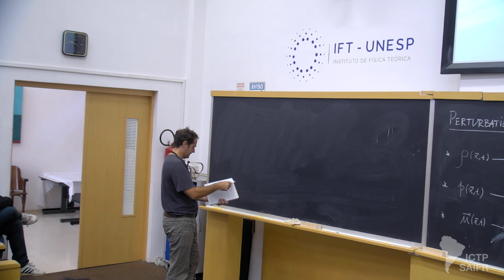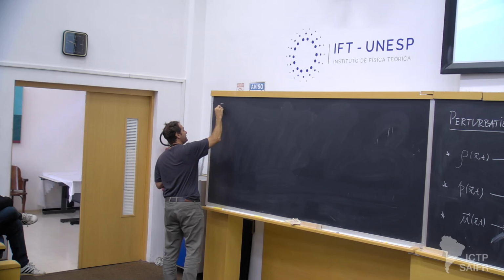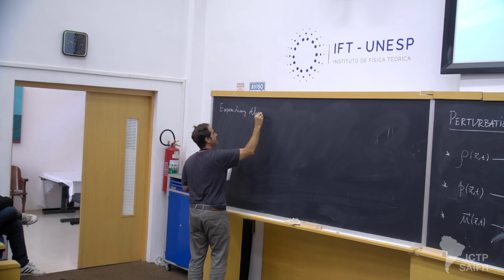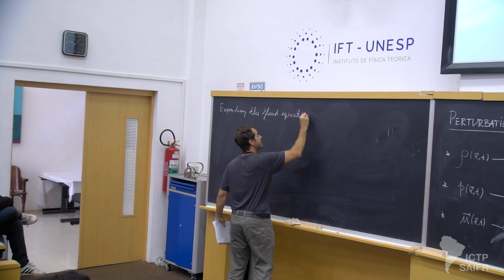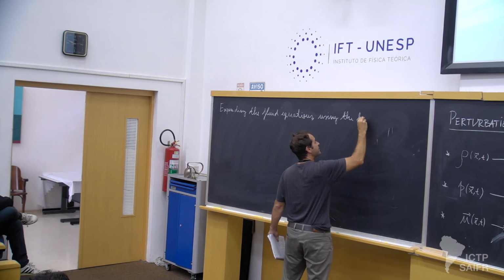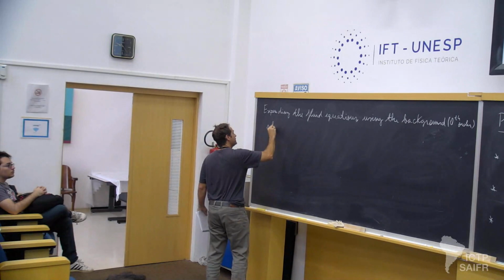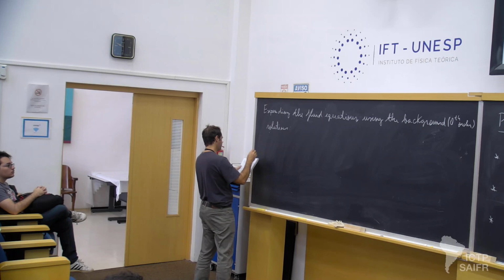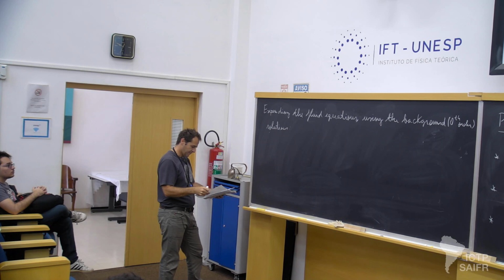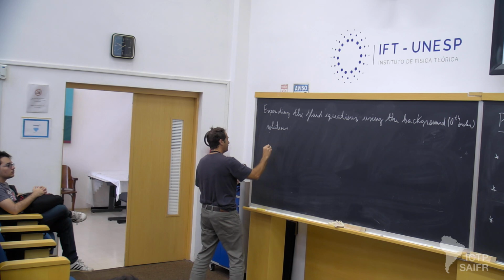All right, so expanding the fluid equations and using the background equations, that means the zeroth order solutions, you find the following three equations, which is what we're going to use here. We find that, first of all, the continuity equation for delta becomes very simple.